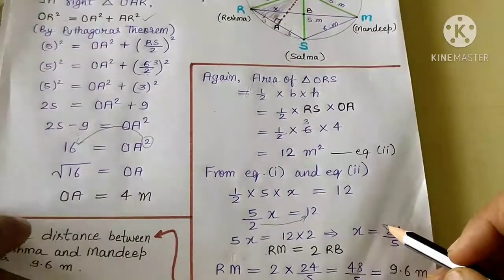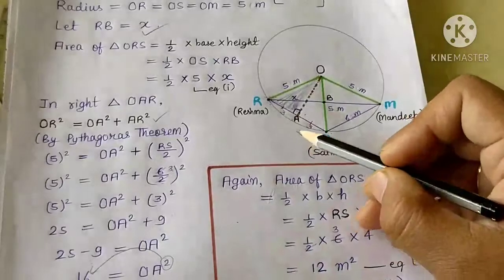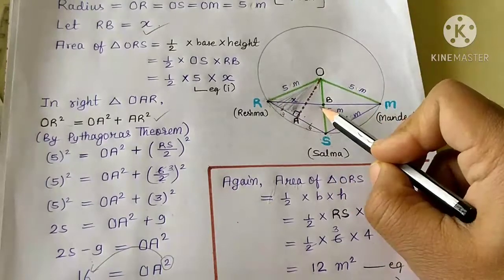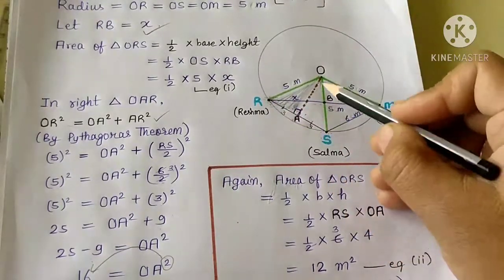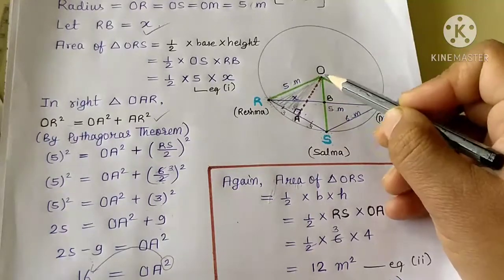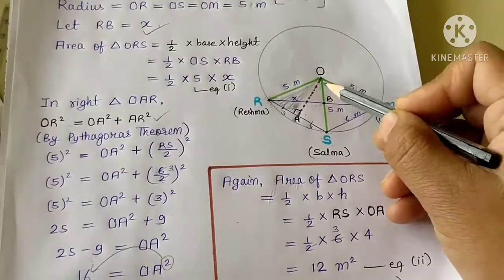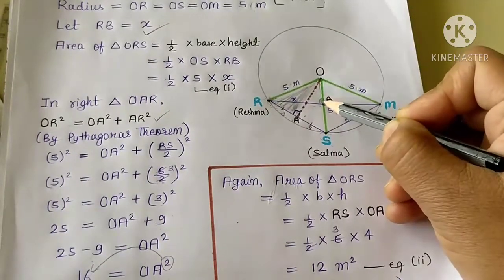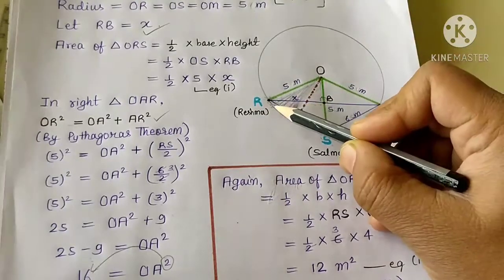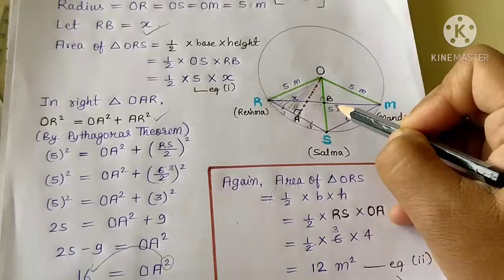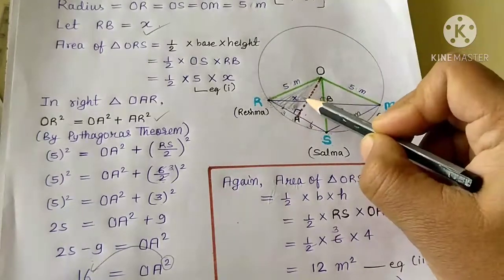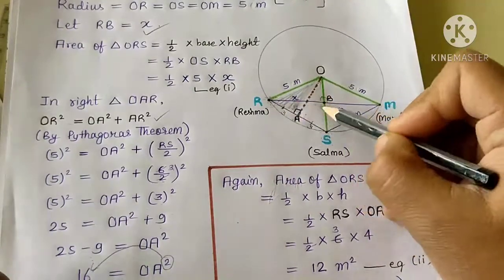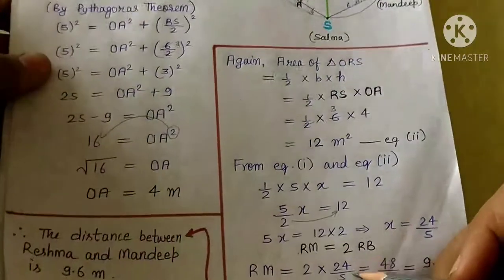Okay. Now pay attention here. What is our RM? RM is just double of RB. See, RB, this is RM. Why is it double? Because OB is a line coming from the center as a perpendicular, so it will bisect the chord into two equal parts. It means RB is equal to MB. These are both halves. So RM is bigger than this. So we can say RM equals twice of RB.